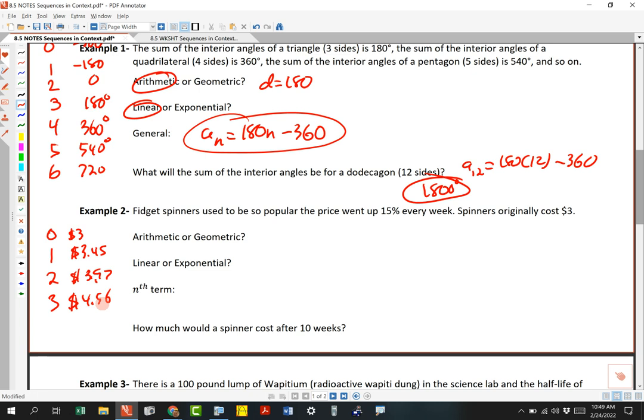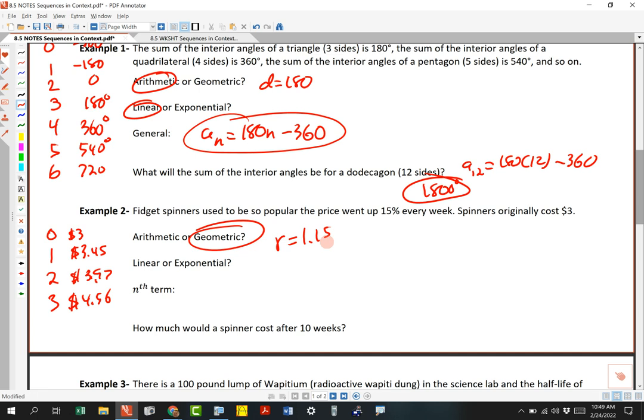Geometric. What do you think? Geometric. It's going to be geometric. Bradley, can you tell us why you think it's geometric? Very good. We've got a common ratio. We're timesing by 1.15 every single time.